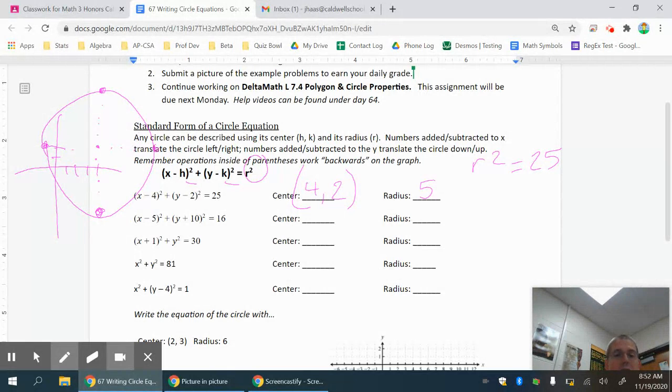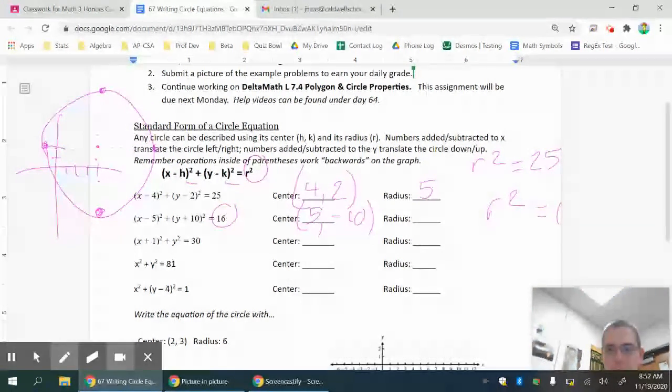Of course, you could always type this in Desmos, and it would also give you a graph, and we'll look at that later. On this next one, since the center is a -5, the x-coordinate of the center is 5. A +10, I switch the sign, so that's a -10. So the center is at 5, -10. And then the radius, R squared, is 16. So that means the radius is the square root of 16, which is 4. That's how you do those.